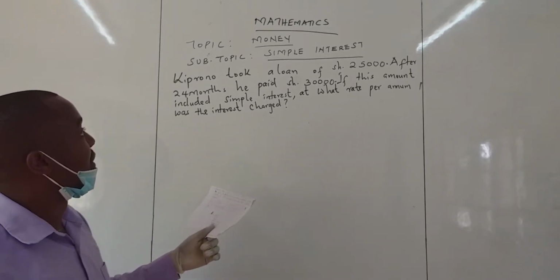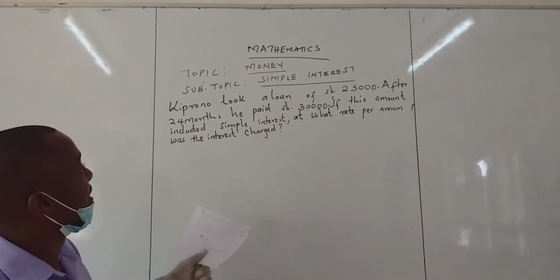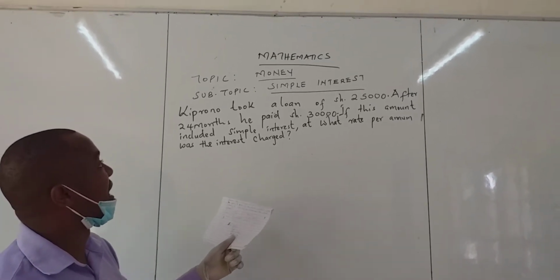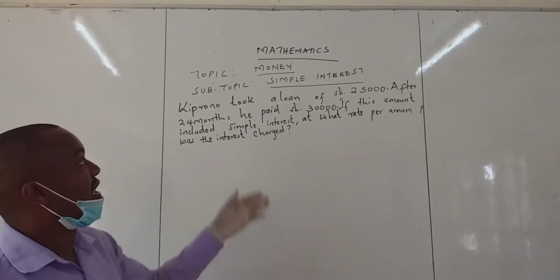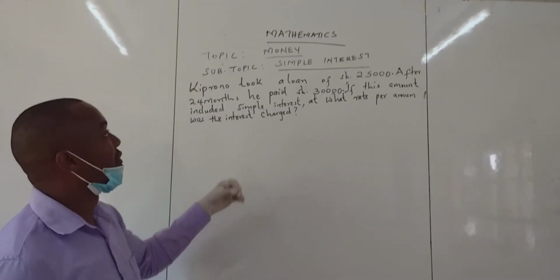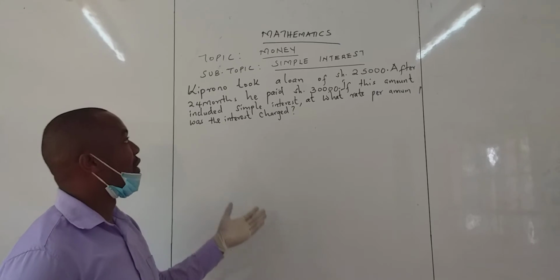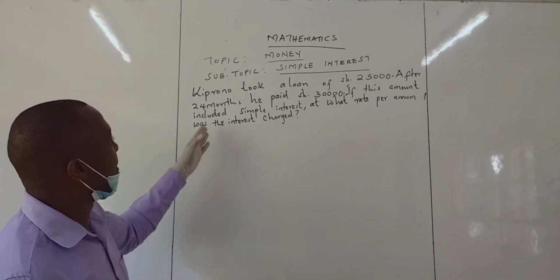Our lesson today, we are going to talk about money. Money is common, but at this time, during the corona time, we don't want you to operate with cash. Now, our subtopic is called simple interest. And how do you get simple interest? This is an accumulation of a small amount of money on what you have deposited or on what you have taken from a bank.